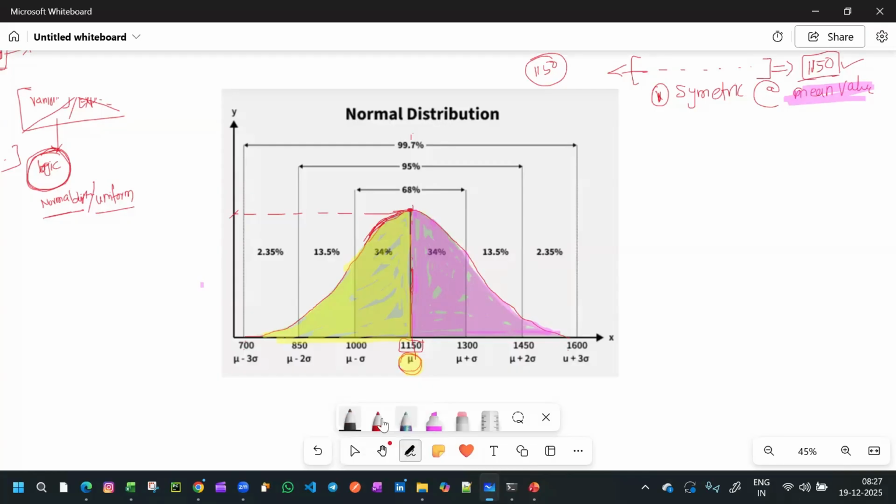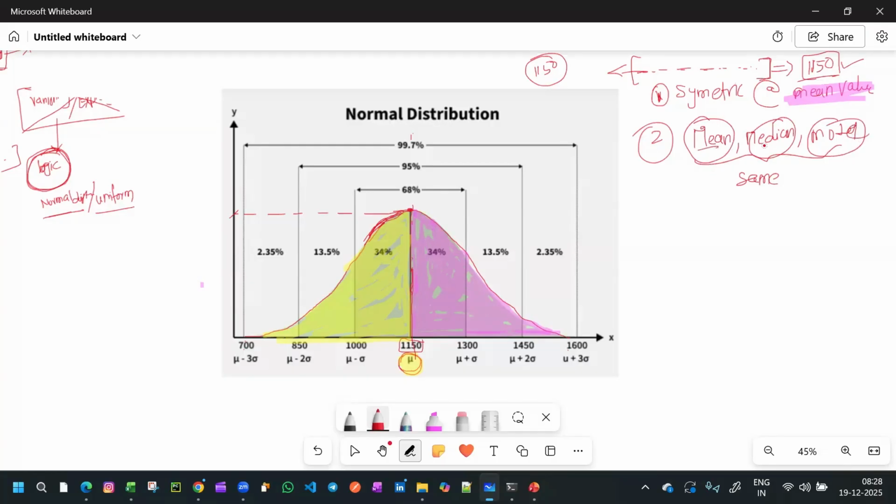Okay. The second normal distribution characteristic is, in case of the values which are normally distributed, the mean, median, and mode, all values are the same. It means your data set is in such a way that the mean value, the median value and the mode value are all the same.